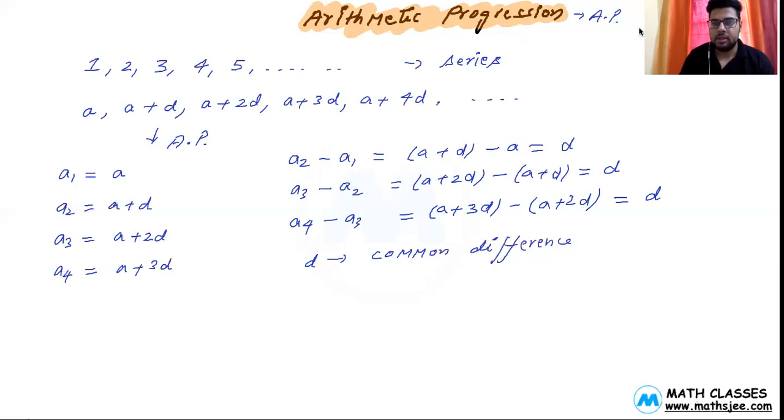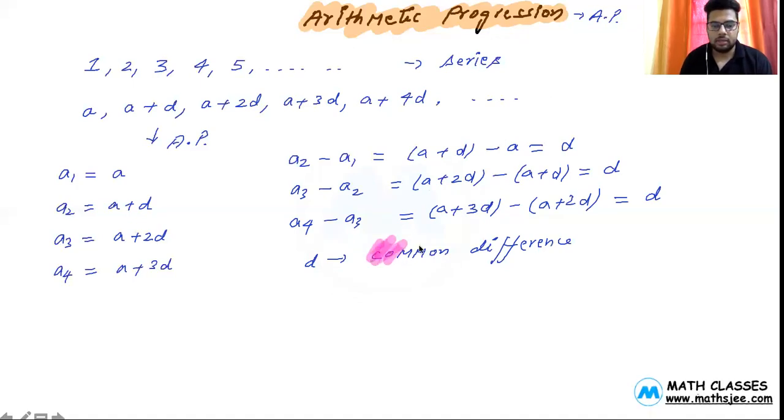So if you take the difference of any two consecutive terms in that sequence, and that is not A1 minus A2, but A2 minus A1, A3 minus A2, A4 minus A3, this difference will be constant. It will be the same throughout in an arithmetic progression. So this D is known as the common difference. That is what we have to remember here.